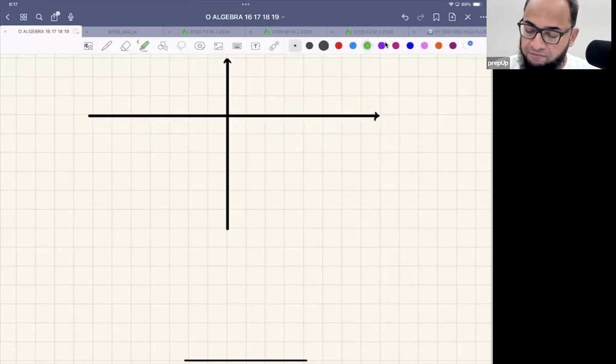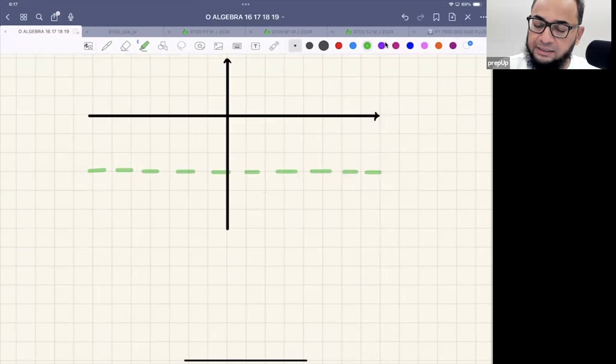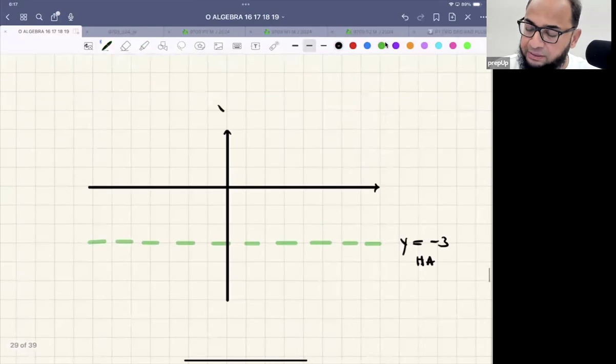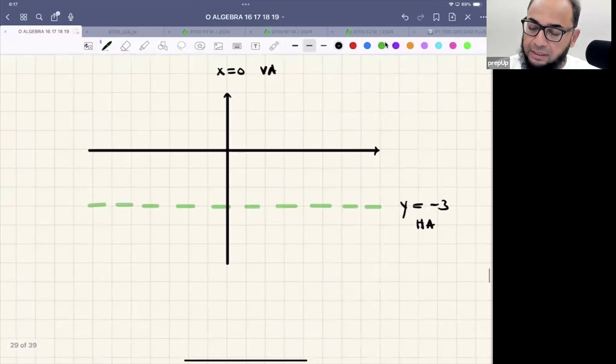Let me draw the line y equals negative 3, like this. So this is y equals negative 3. That's the horizontal asymptote. The vertical asymptote is x equals 0. And now the graph will be drawn like this.